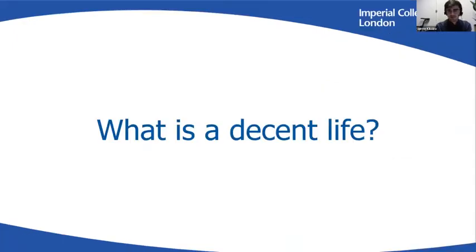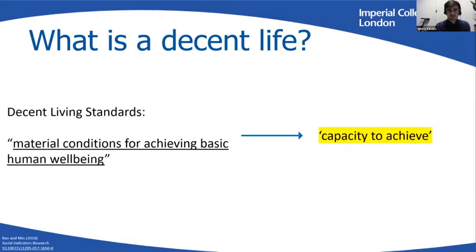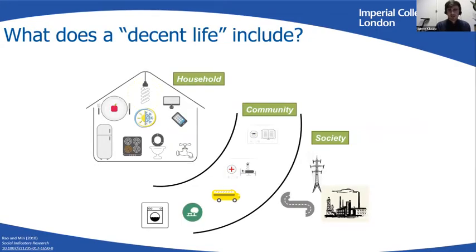So what do I mean when I say what is a decent life? What are decent living standards? The decent living standards are basically material conditions for achieving a basic human well-being. So it's about the capacity to achieve something. And a decent life in our specification includes both needs on the household level, so heating, cooling, food, etc., on the community level, so also transport and education and healthcare, and as well then the societal infrastructures that are required for this, so roads, electricity, and the production of these materials.